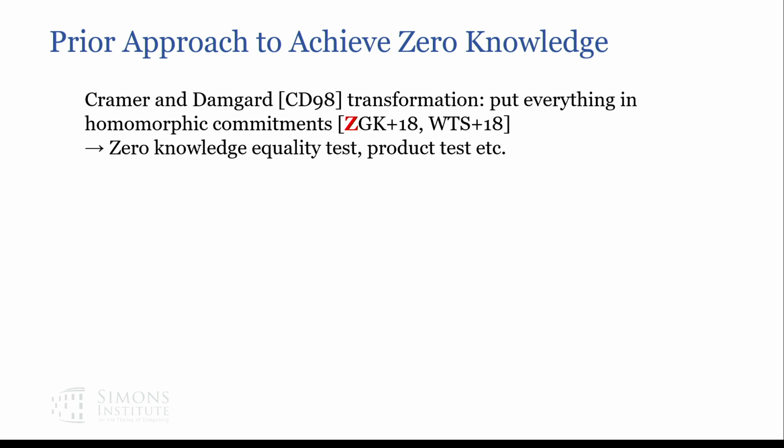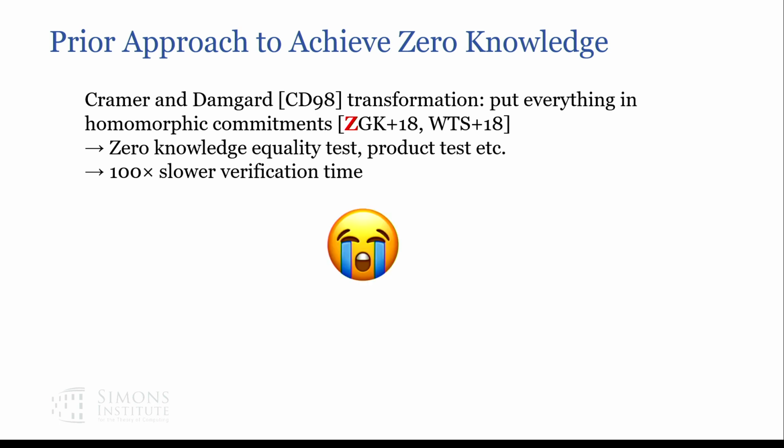Every time you want to add or multiply by a constant, you do it homomorphically in the commitment. Every time you want to test equality, you just run a sigma protocol for zero knowledge equality test. Okay? So in that way, you only learn that the test goes through, but not any information. But this approach introduces a very high overhead on the verification time. This is because every addition becomes a multiplication, every multiplication becomes an exponentiation, and every equality test becomes a sigma protocol for zero knowledge equality test. So this is bad in practice.